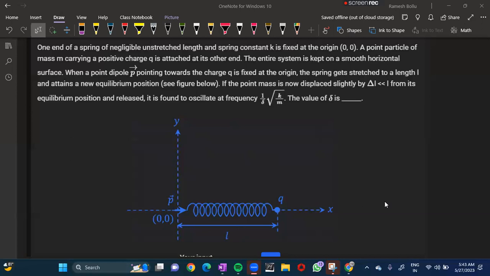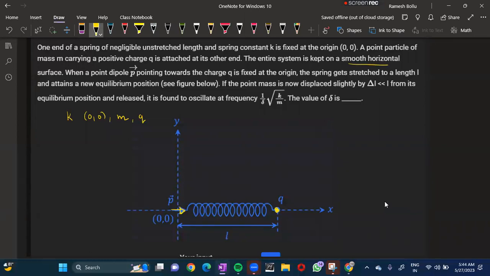So as per the question, one end of a spring of negligible unstretched length and spring constant K is fixed at the origin (0, 0), and a point particle of mass small m carrying a positive charge small q is attached at its other end. This is a small charge point q. This is one small dipole of moment p. The entire system is kept on a smooth horizontal surface.